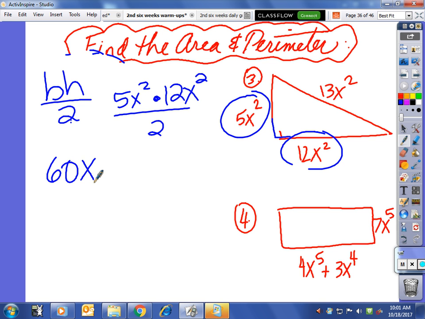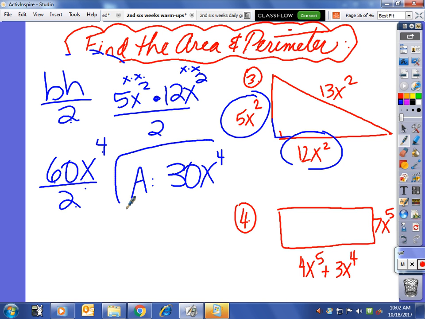60x to the 4th. On area, your exponents should always change because I've got x times x here, times x here. That's 4 x's getting multiplied. Now, I still have to divide by 2. Again, the exponent's not affected when I divide by 2. 60x to the 4th divided by 2 is 30x to the 4th. So there's my area. Always label your answers as well.